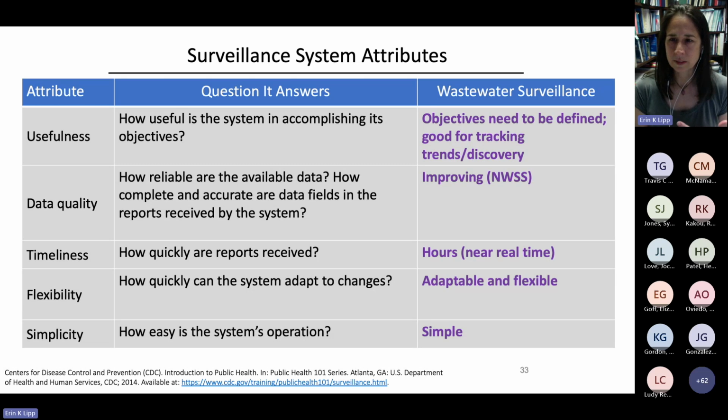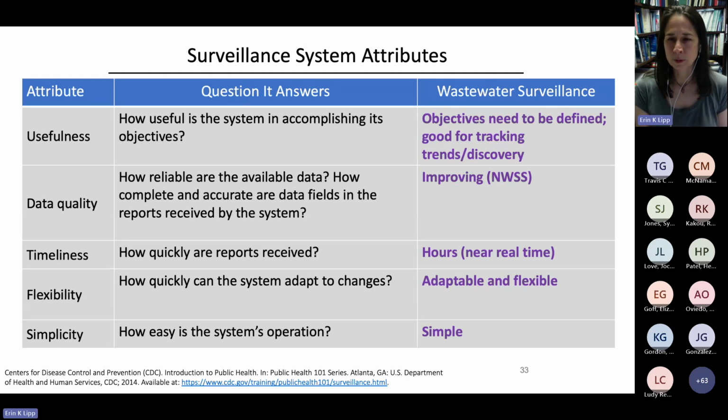So for wastewater surveillance, you need to be very clear about what the objectives are. It's not going to be to identify a case for isolation. It is going to be what's happening on a population level, but it has proven to be very good for tracking trends and discovery. The data quality: how reliable are the available data? How complete is it? How accurate is it?